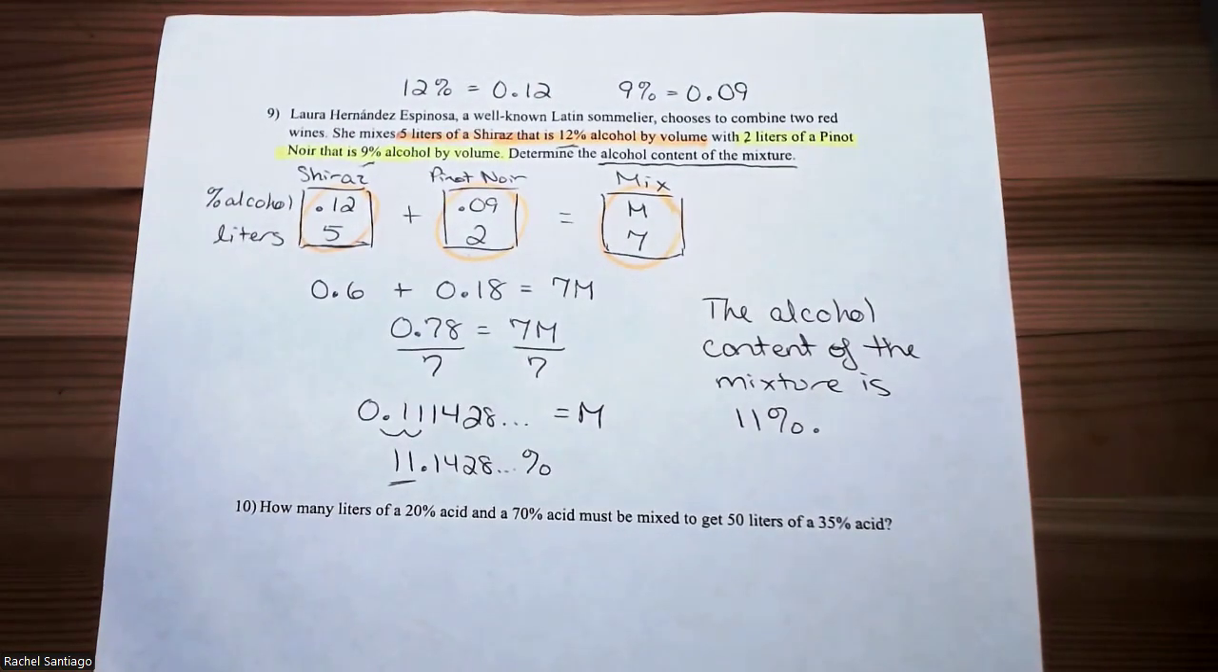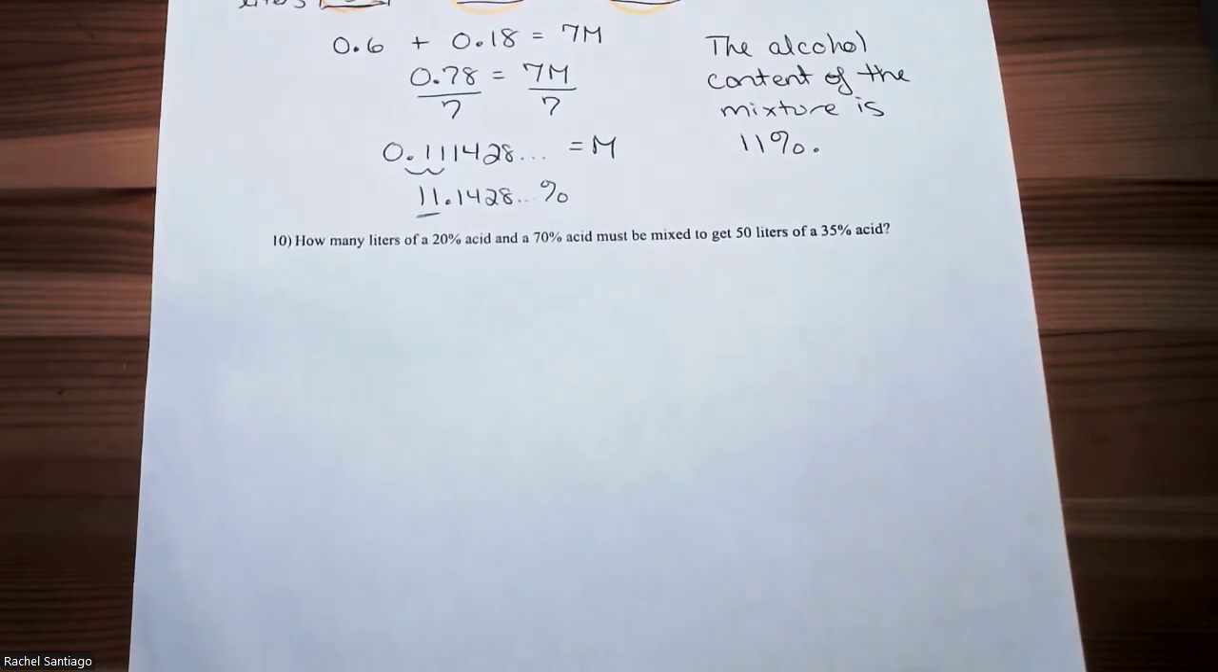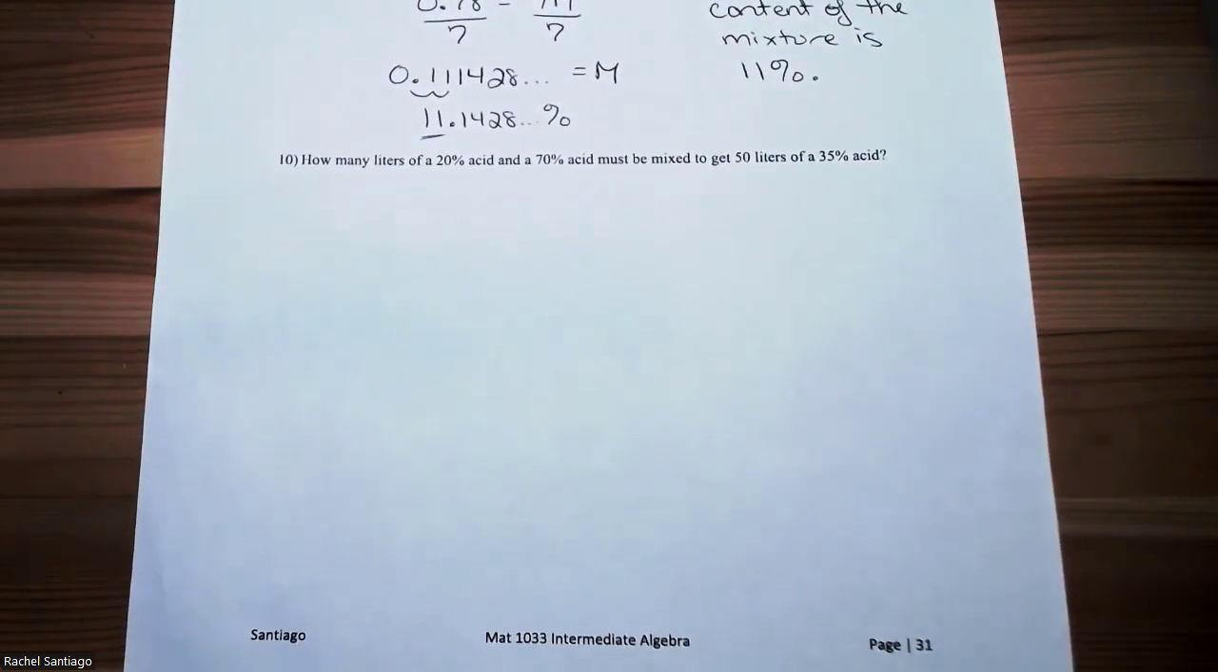Amazing. One more problem to take a look at, and that is how many liters of a 20% acid and a 70% acid must be mixed to get 50 liters of a 35% acid. This is classic. This particular problem where you're mixing two ingredients and you don't know the quantities of either is classic.